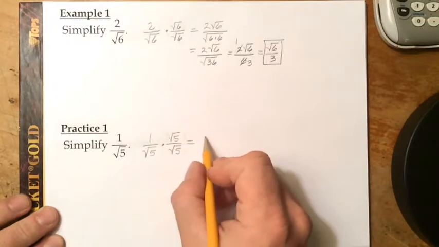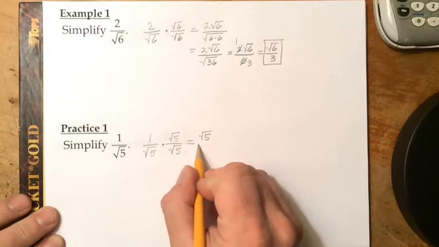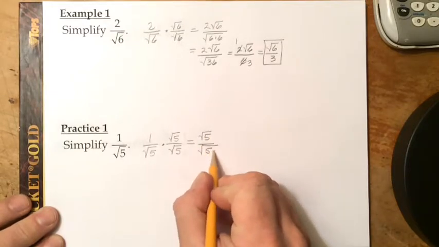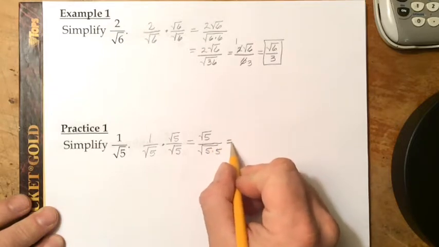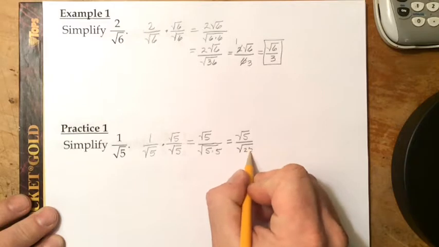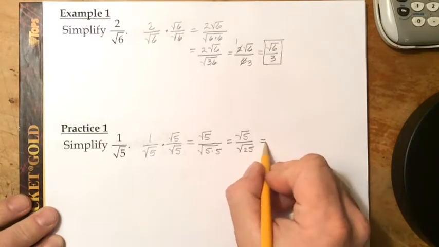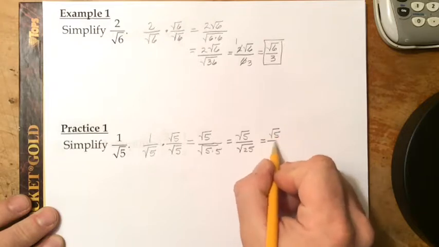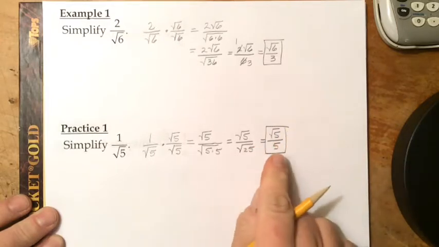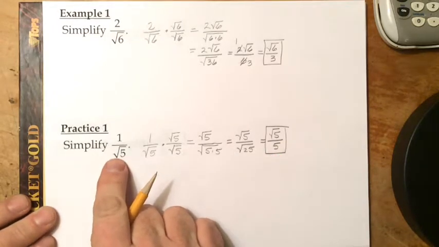Multiplying the numerators together, 1 times the square root of 5 is 1 times the square root of 5 over, the square root of 5 times the square root of 5 is the square root of 5 times 5. And so we get the square root of 5 over the square root of 25. 25 is a perfect square, so the square root of 25 is 5. So we have the square root of 5 over simply 5. And that is the rationalized or simplified equivalent to this.